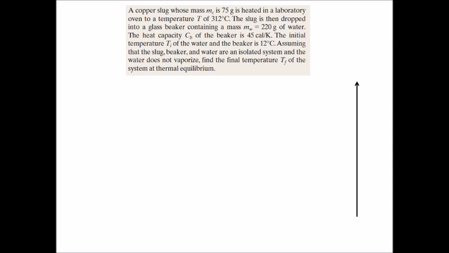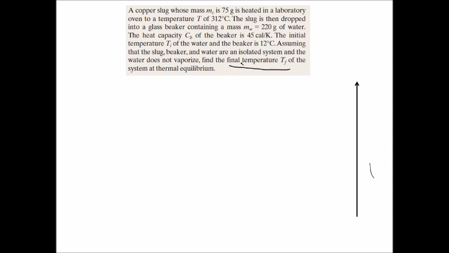Copper, when it was in the oven, was at thermal equilibrium. The glass and water, at the initial temperature of 12 degrees Celsius, were at thermal equilibrium. When you mix them up, they are not at thermal equilibrium. You need to wait longer so things settle down and you reach temperature equilibrium, where copper, beaker, and water all have the same final temperature. That's the second equilibrium state.